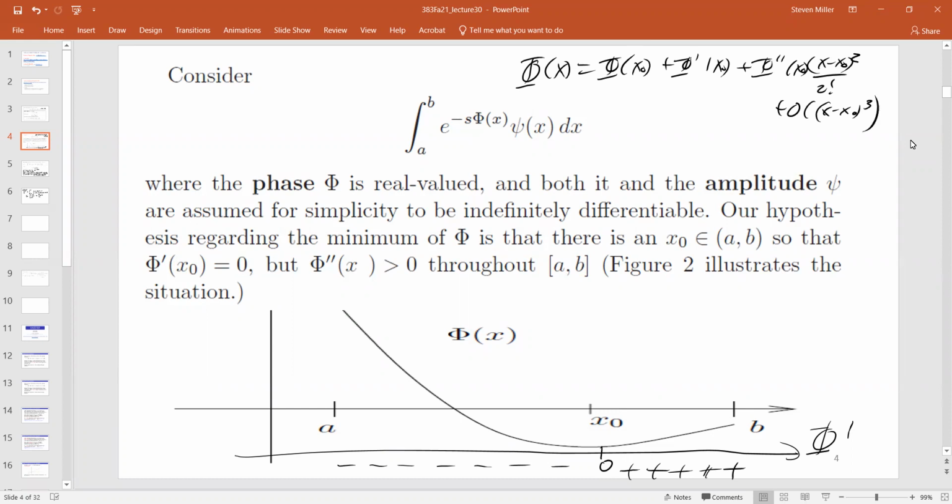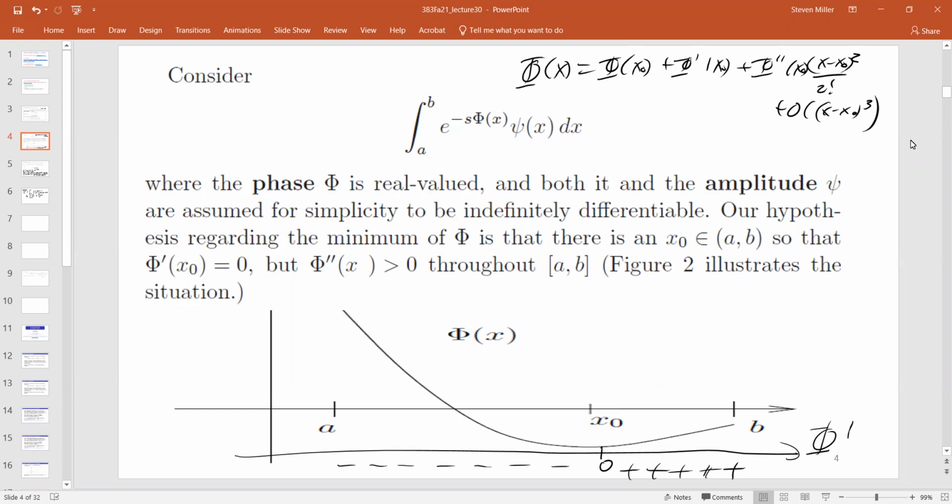Well, the phi of x naught is fixed, so it doesn't really affect anything. It's just changing, for those of you who know physics, where I'm setting my potential to be 0. We're assuming phi prime of x naught is 0, so that's not present. So really, when I look at phi of x, it looks like phi double prime at x naught times x minus x naught squared plus a term of size x minus x naught cubed.